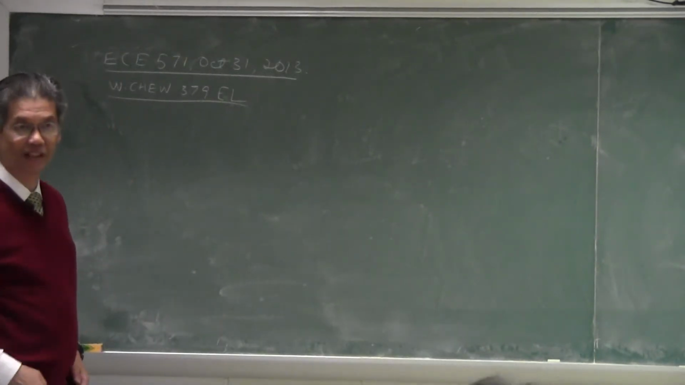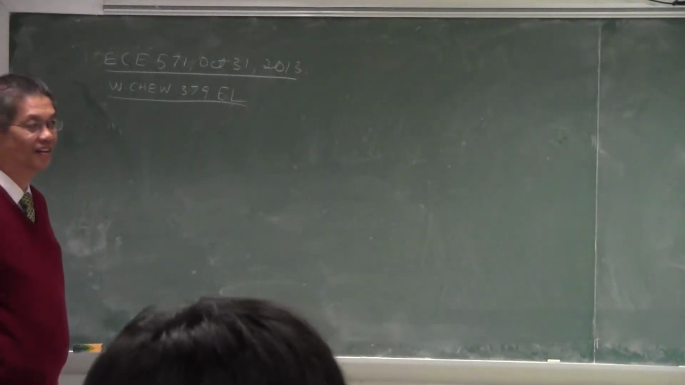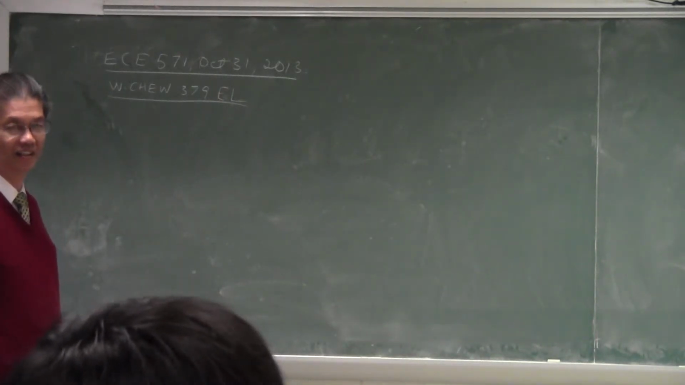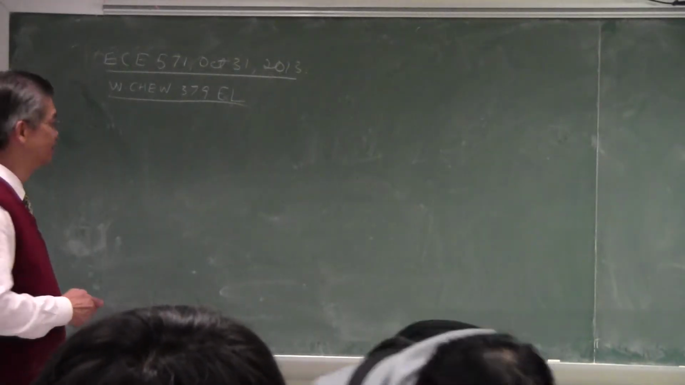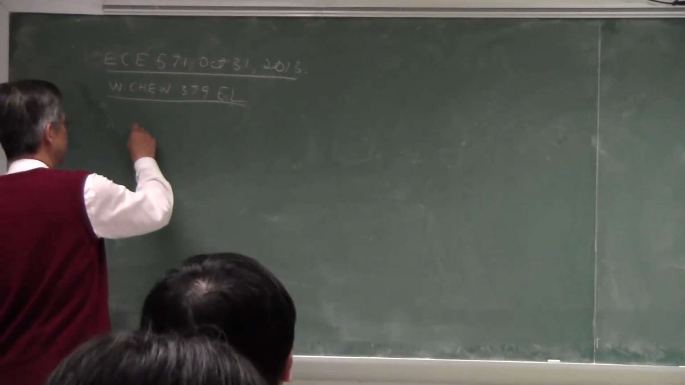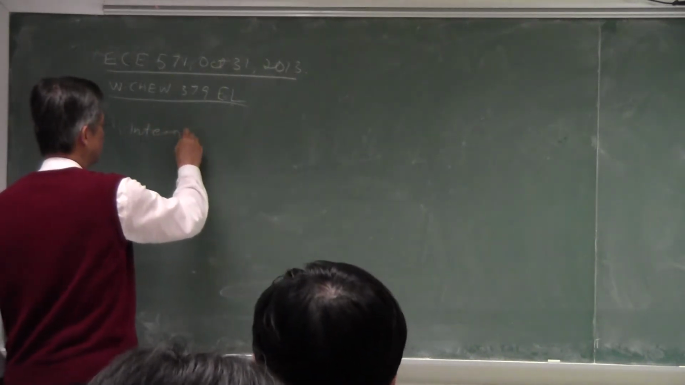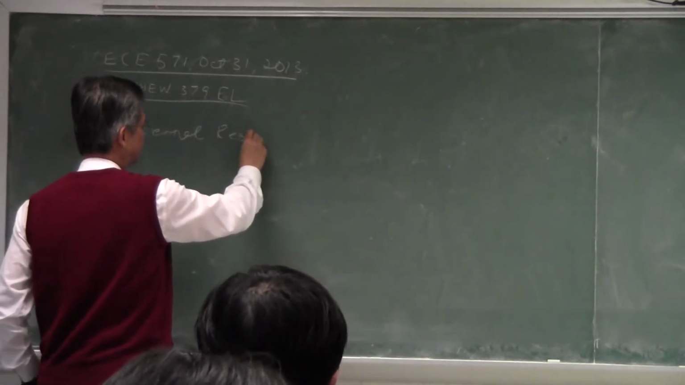I'd like to start with the fast multipole code. But before I do that, I'd like to talk about something else, which is the internal resonance problem.